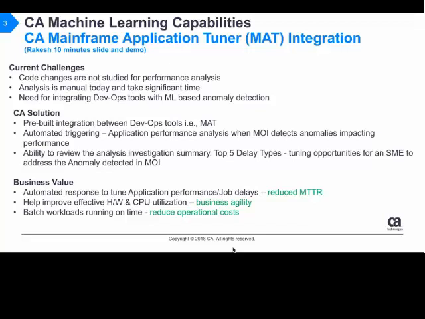By using CA MOI to detect the anomaly and automatically invoke a CA MAT measurement, the mainframe management team and the development teams can identify problems early and tune the application performance quickly before a major issue occurs.